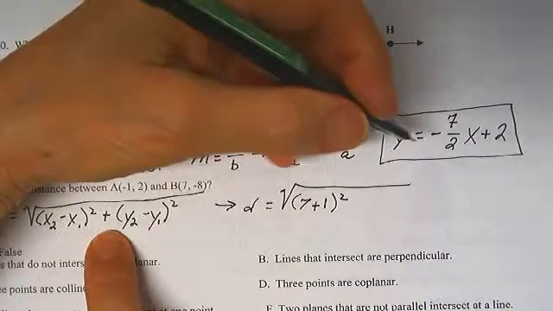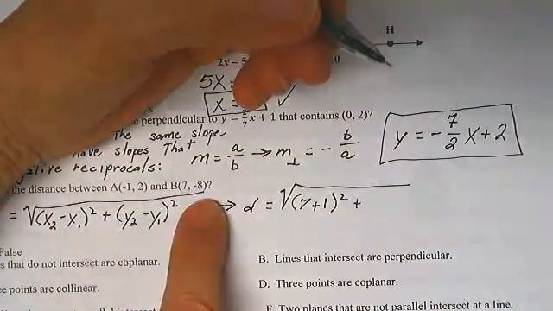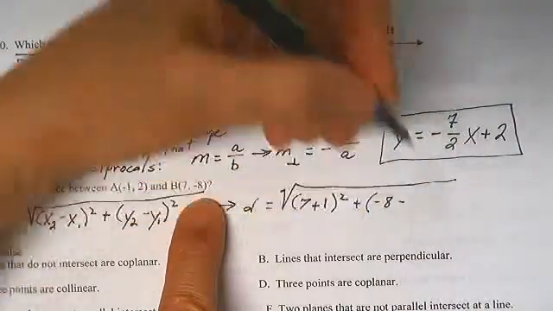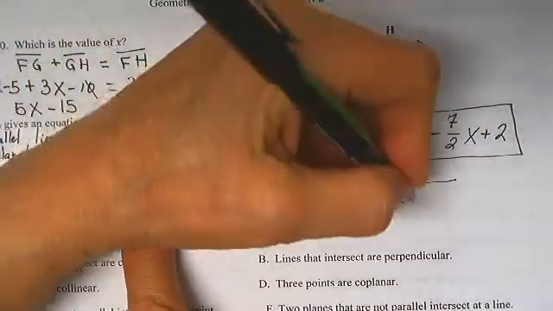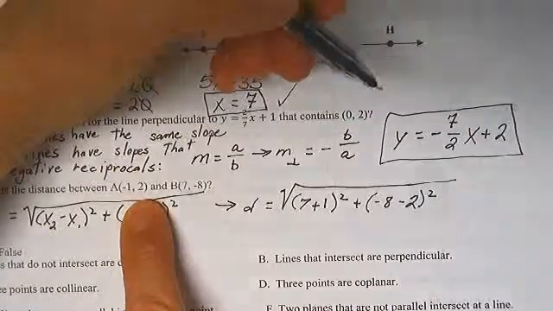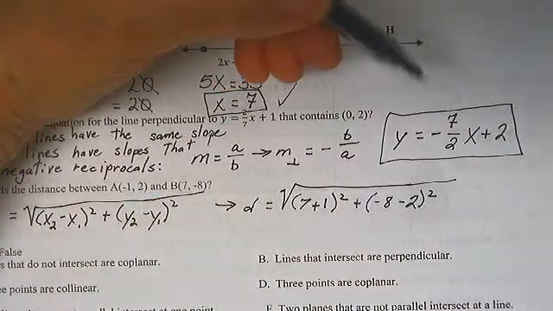squared, plus y2, -8, minus y1 squared, and we can do that arithmetic.